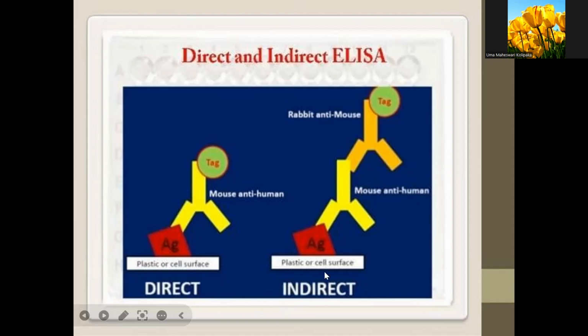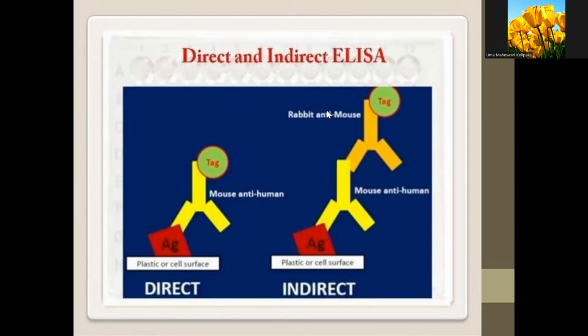Next, coming to the indirect. In indirect, antigens get adsorbed to the solid surface. Then we are adding primary antibody, which is actually our sample. Again, we are adding secondary antibody, which is tagged or linked with the enzyme, so that this secondary antibody links with the primary antibody in this region.